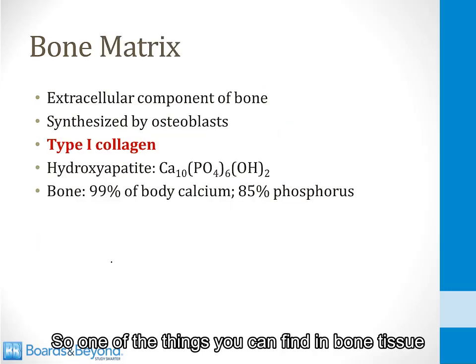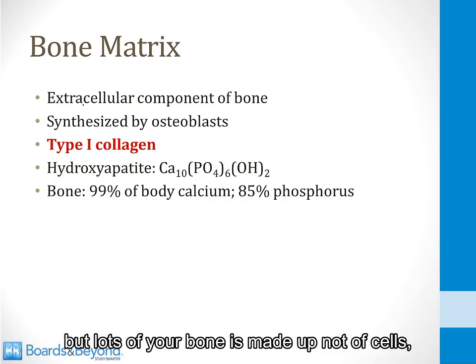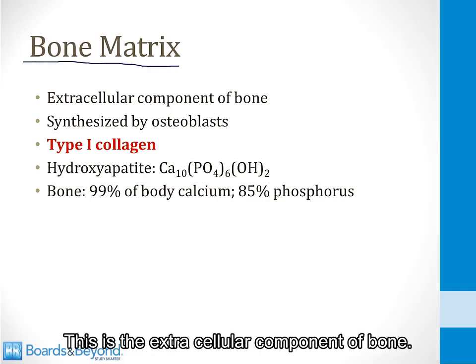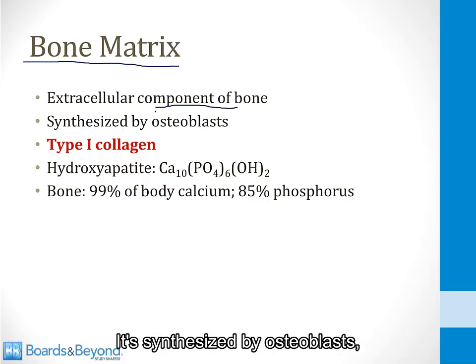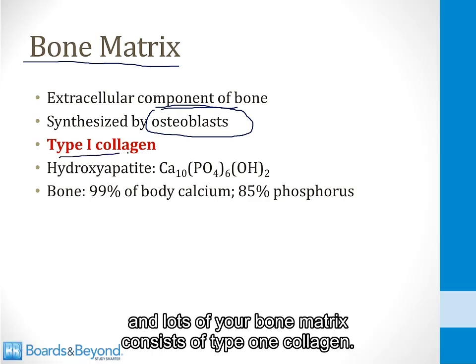So one of the things you can find in bone tissue are the cells that we talked about in the last slide, but lots of your bone is made up not of cells, but of something called bone matrix. This is the extracellular component of bone. It's synthesized by osteoblasts, the bone-forming cells we talked about in the last slide. And lots of your bone matrix consists of type 1 collagen.